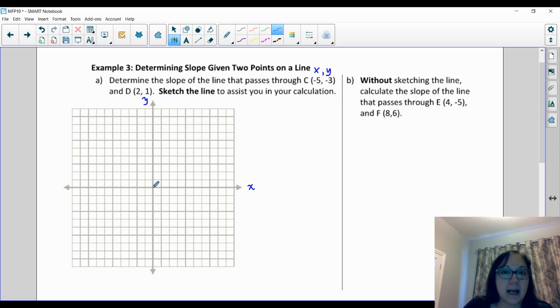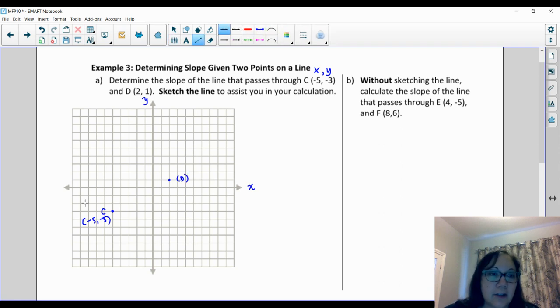But for point C, I have to go to -5 on x, so 5 to the left. And then I have to go 3 down. So that is point C, which is at -5, -3. D, I go back to the origin, and I go 2 to the right and 1 up. So that is point D. I think it makes sense here to draw this line segment because it's asking us to find the slope.